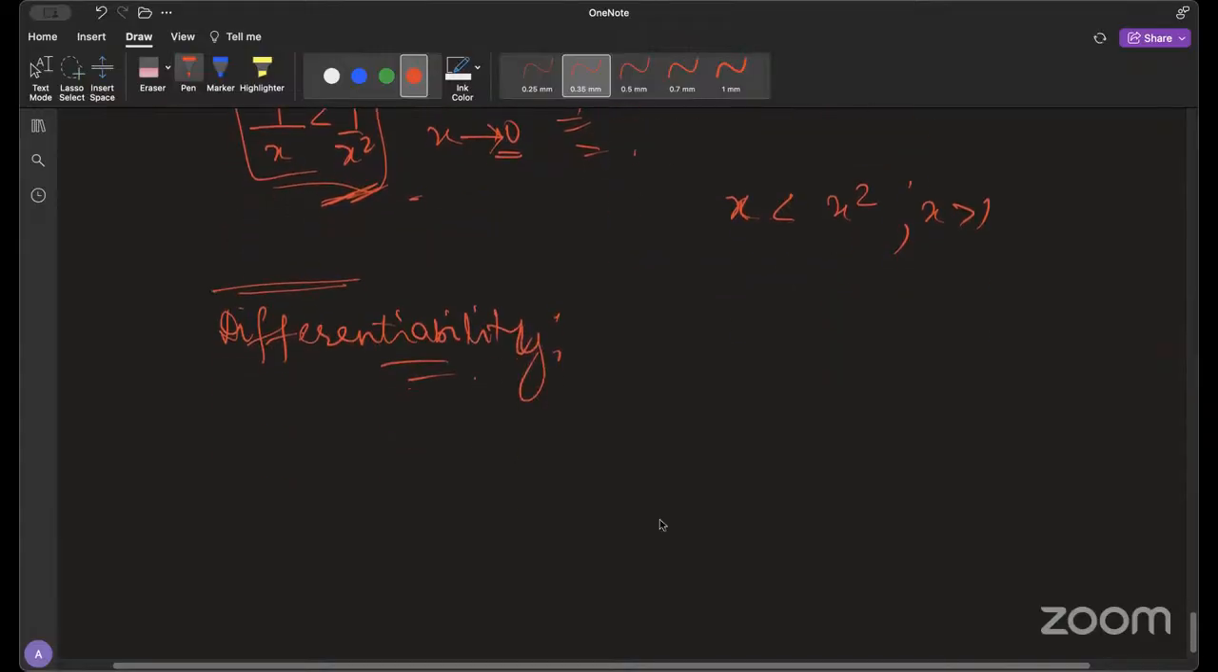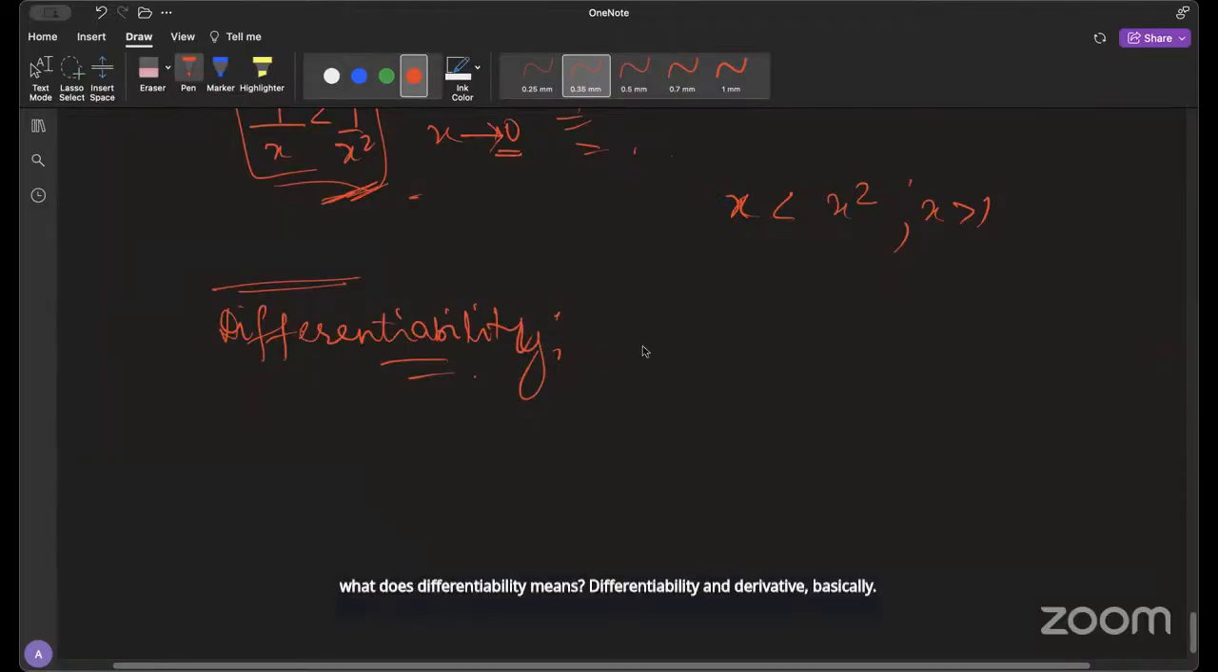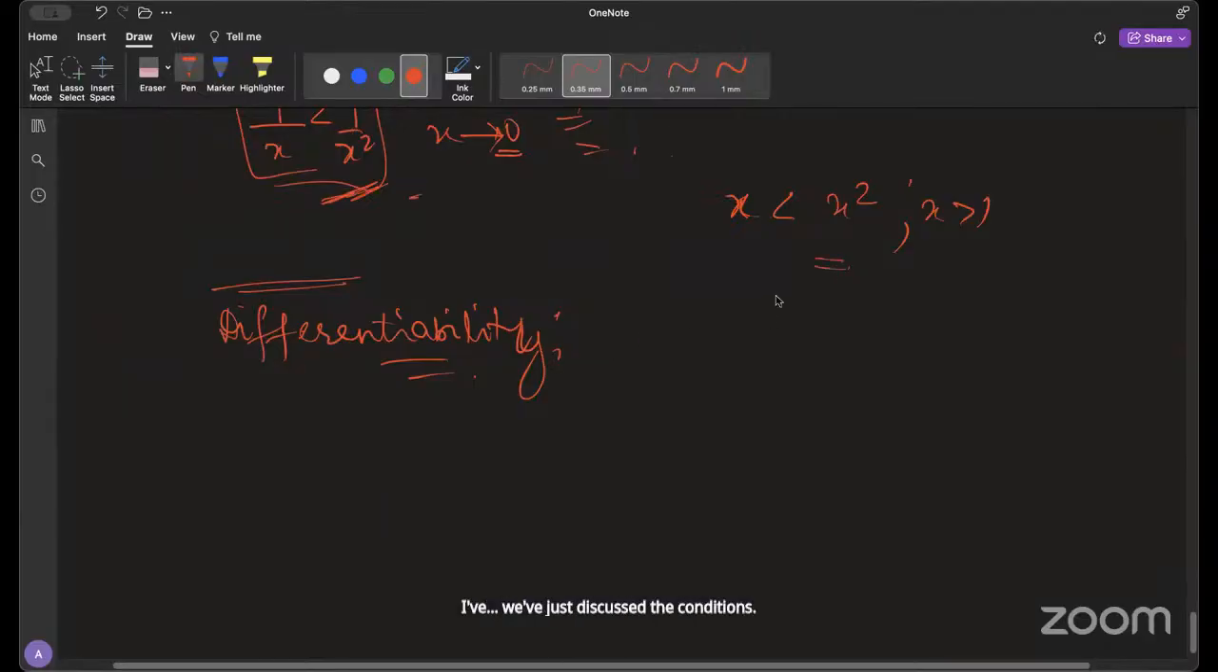What does differentiability mean? Differentiability and derivatives, basically. So we've just discussed the conditions to discuss the continuity of f at a point and to discuss the limit of f at a point. Can someone repeat what we've discussed, the conditions to discuss the continuity of a function at x equals a?